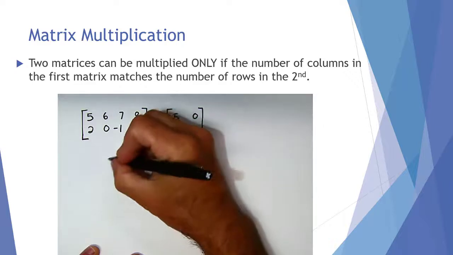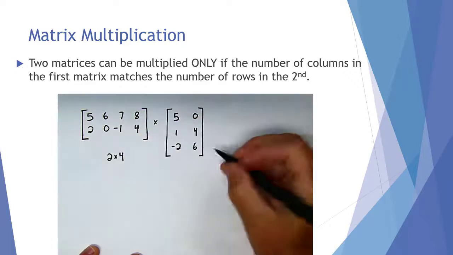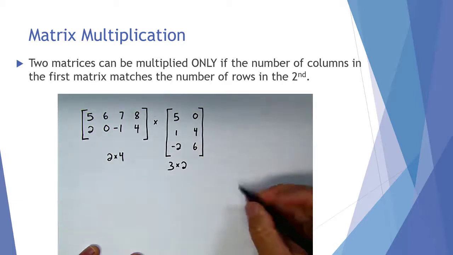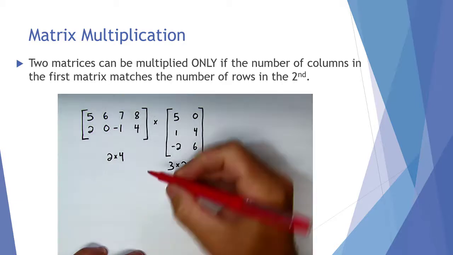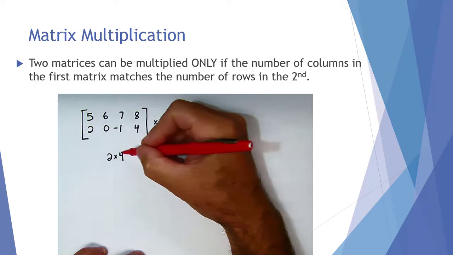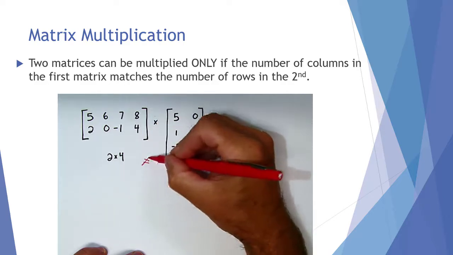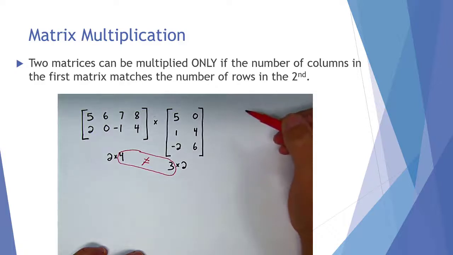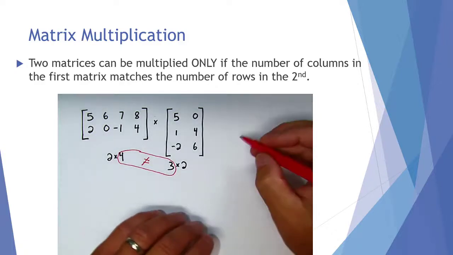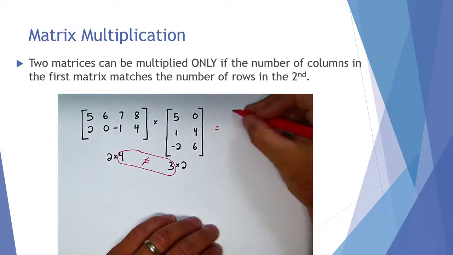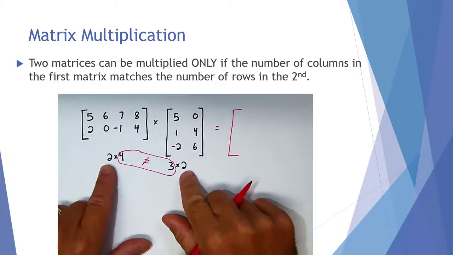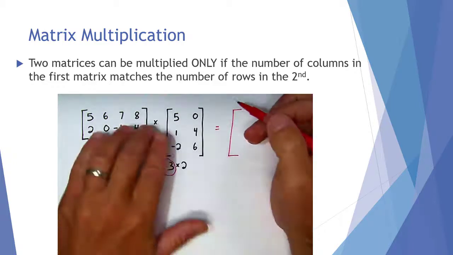So we have a 2 by 4 matrix here, and here we have a 3 by 2 matrix. So notice that we have a problem here. These two middle entries, 4 and 3, do not match, and so we cannot perform this multiplication. And you can probably see why. Even if we wanted to create a matrix out of these two, supposedly it would be a 2 by 2 matrix, but that's not going to work out.